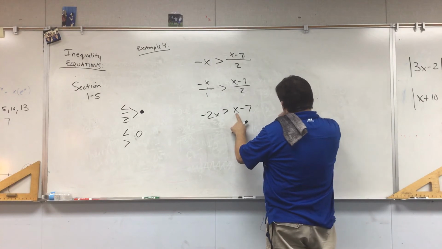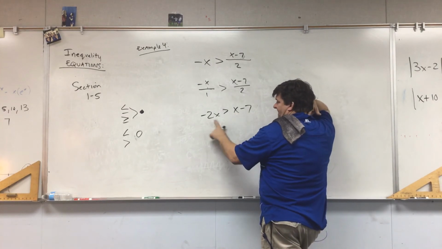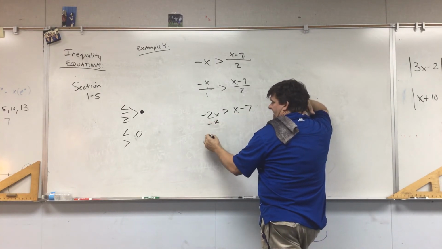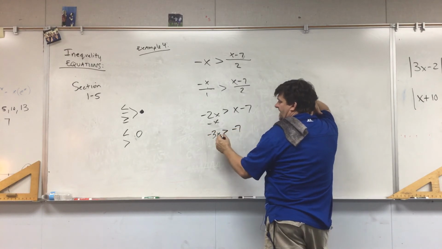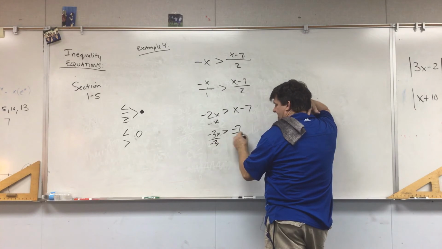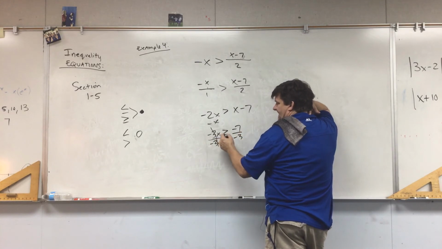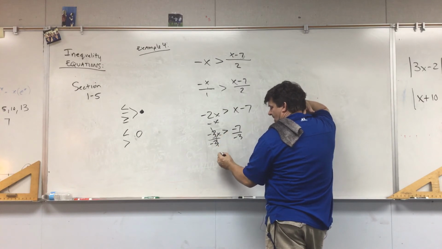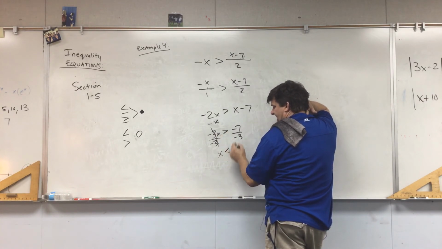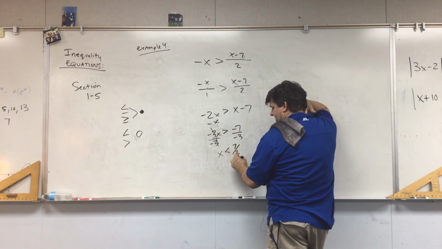We're going to subtract the x over, so we get negative 3x is greater than negative 7. I'm going to divide both sides by negative 3. That's going to give me a flipped inequality. x is less than 7/3.